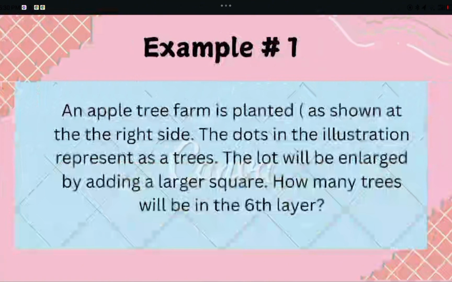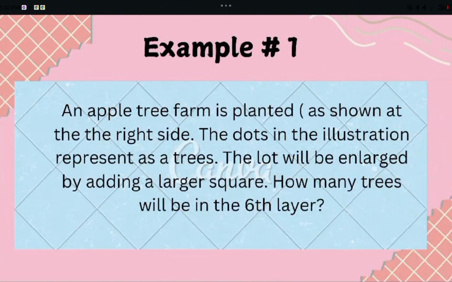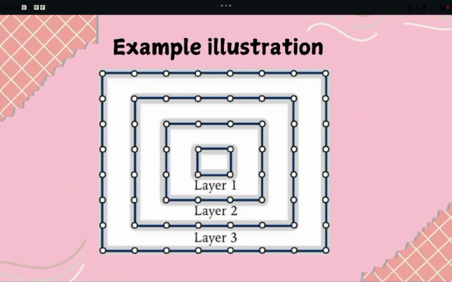So for example, an apple tree farm is planted as shown at the right side. The dots in the illustration represent the trees. The lot will be enlarged by adding a larger square. So how many trees will be in the sixth layer? So this is our example illustration. Just imagine that this is our farm, the apple tree farm, and those dots represent our trees.